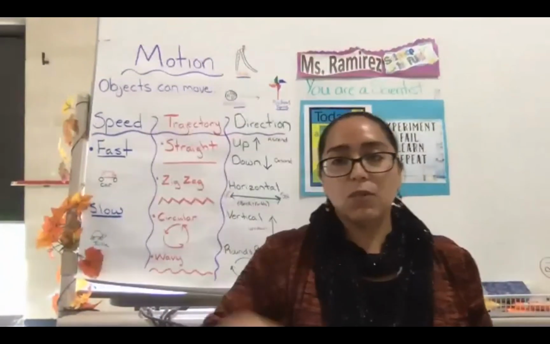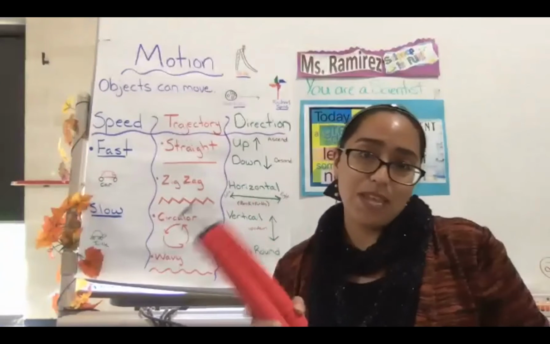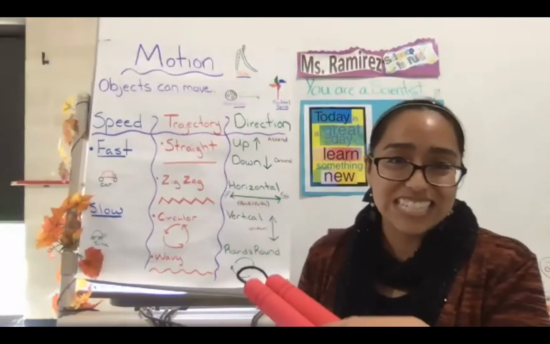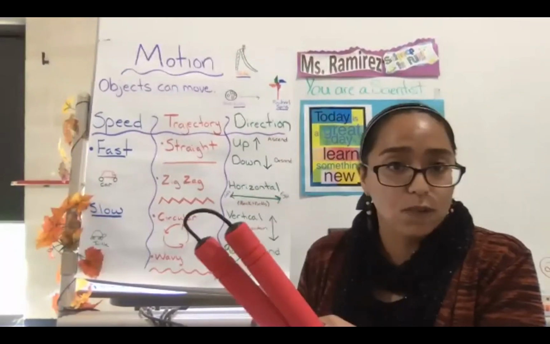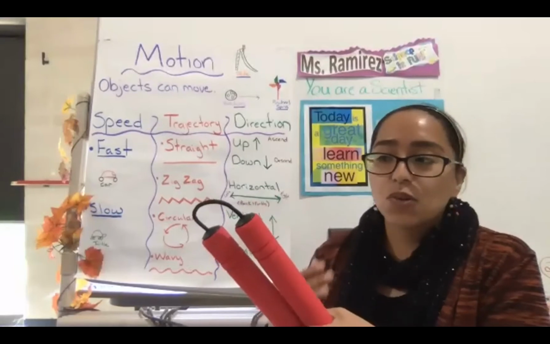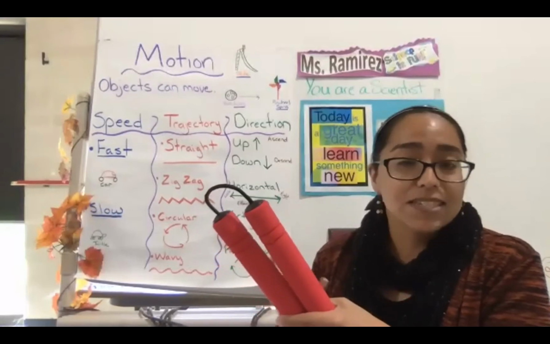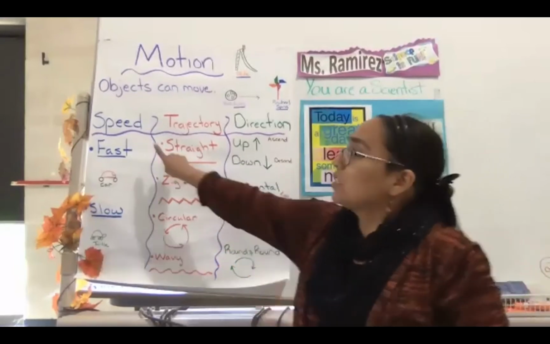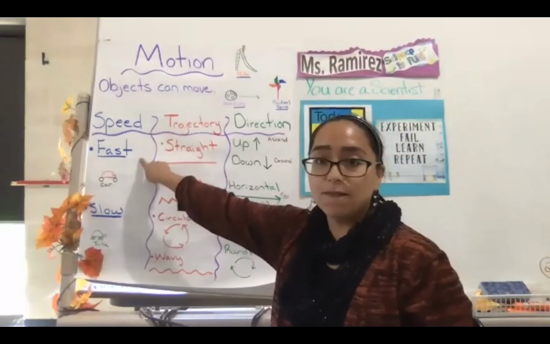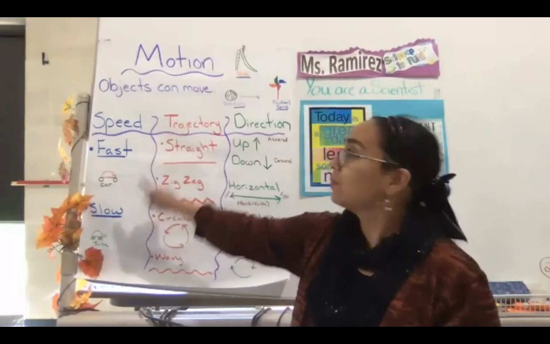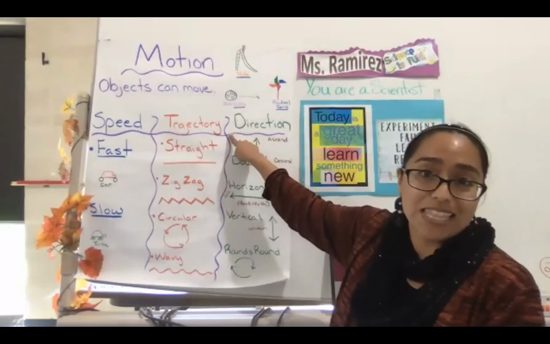So let's take a look with our nunchucks. I'm going to spin these, and you guys are going to be a good scientist, and we're going to observe. So we're going to use our eyes to watch and see what happens. So describe what you see. Describe the speed. Are they moving fast or slow? Think about trajectory, the path.